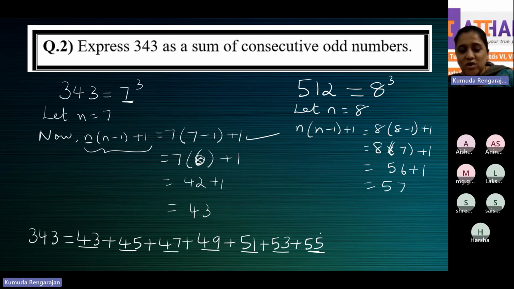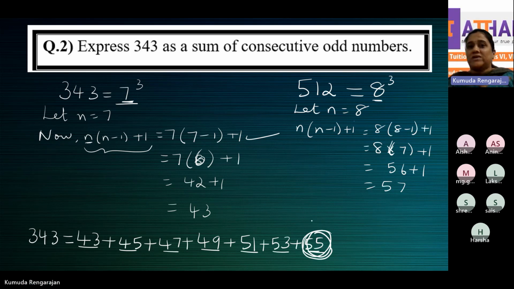You can see here, we started with 55. So you see, for 7 cubed we stopped at 55. So 8 cubed continues from 57. From 57, write 8 odd numbers.